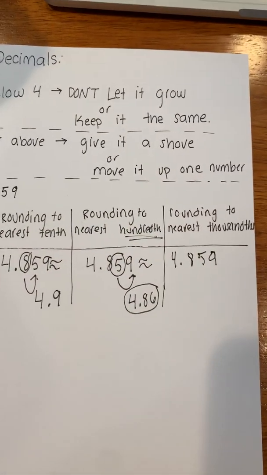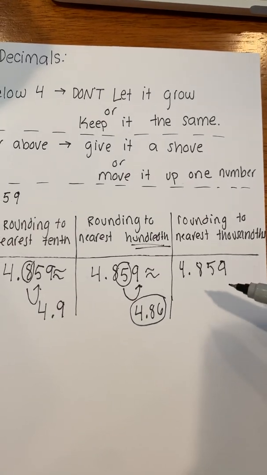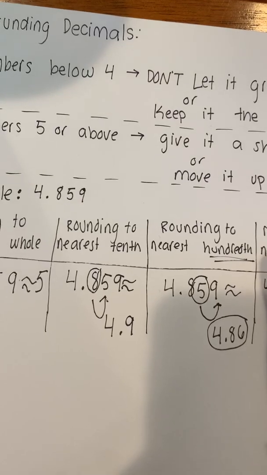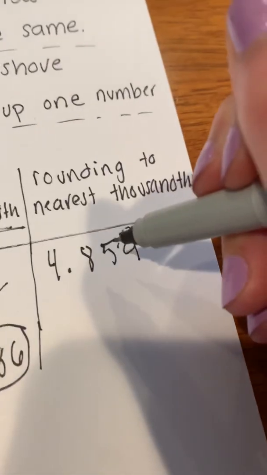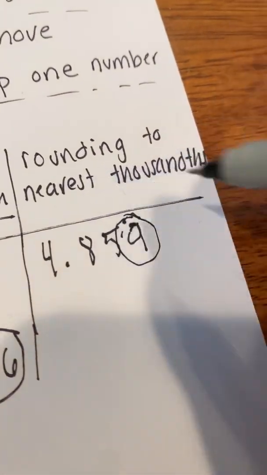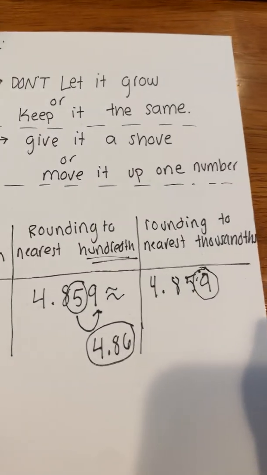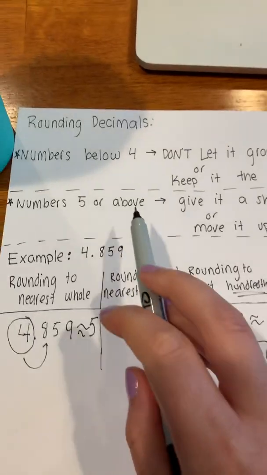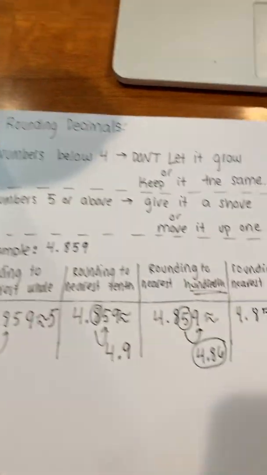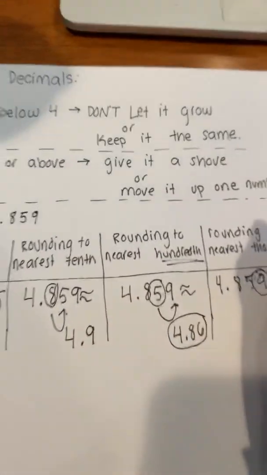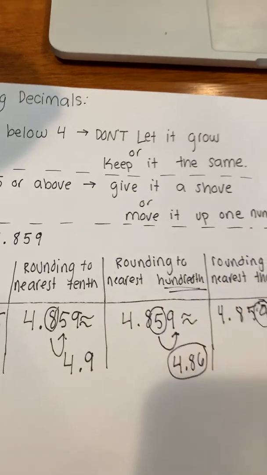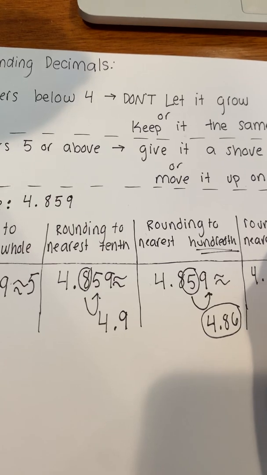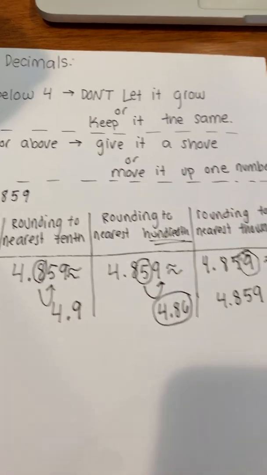So anyway, the reason why it's a little more challenging is because when we circle this 9 here, some of you are gonna say, well, miss, there's no number next to it. Yeah, that's correct. So we can pretend there's a 0 there. If there's a 0, it's obviously below 5, so we're not gonna let it grow. So the number is going to stay the exact same. It's going to be 4 and 859 thousandths.